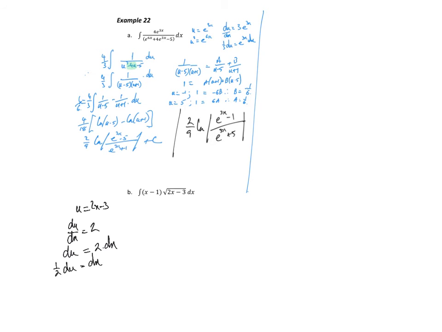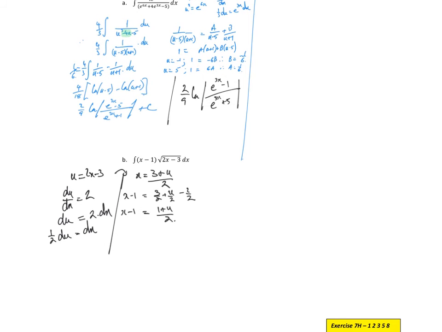So what's x minus 1 equal to? If u is equal to 2x minus 3, that implies that x is equal to (3 plus u) on 2. And so then x minus 1 is equal to 3 on 2 plus u on 2 minus 2 on 2. So x minus 1 is equal to (1 plus u) on 2.